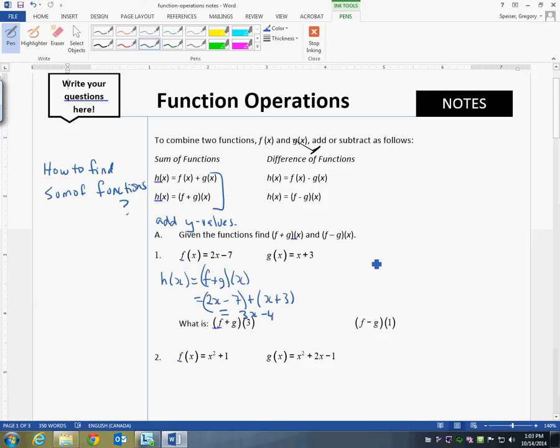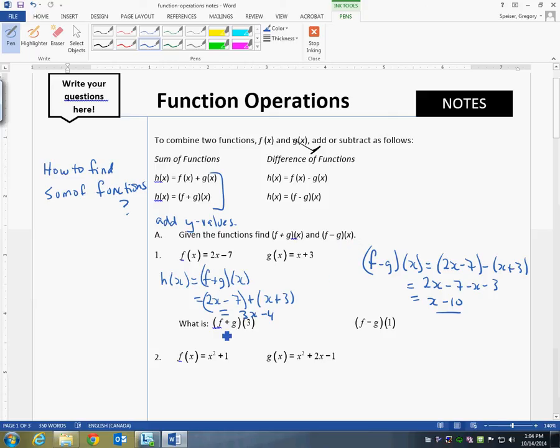Now if I'm going to do f minus g of x, that's going to be equal to 2x minus 7, subtract left parentheses x plus 3. And now you'll notice, of course, when I take away the brackets, it's 2x minus 7 minus x minus 3. So just be careful with those brackets. 2x minus x is x, minus 7 and minus 3 is minus 10. Okay, so here's our answer for the f minus g of x. So what do you do? You just subtract.